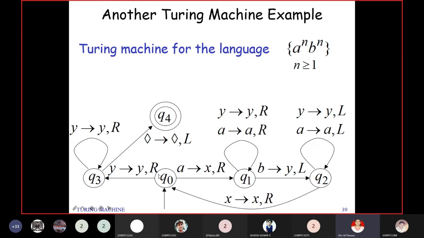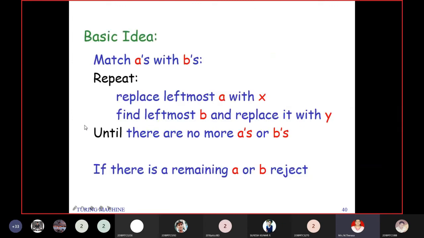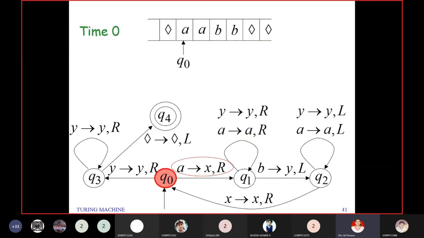That is, move right and go through all the Y's, and at the end you find a blank symbol. Suppose you are finding a blank, you keep that blank as blank and move left and halt at Q4. Okay, we'll see one example for that. How does it work for an input string AABB.